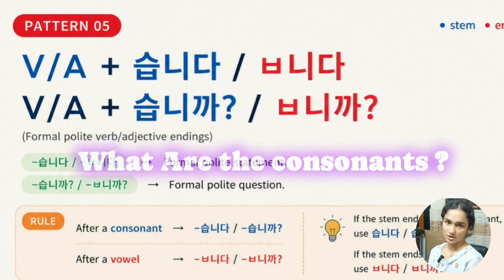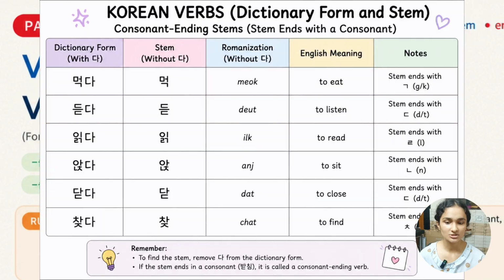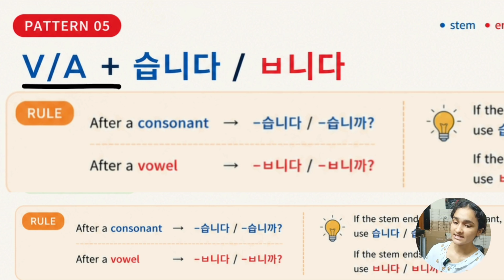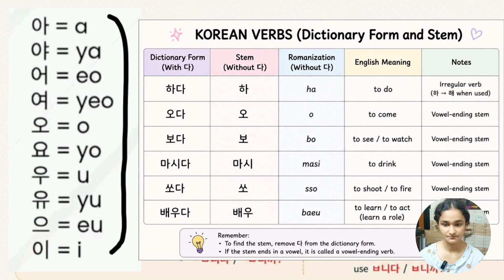Now, what are the consonants? These all are the consonants. So if the verb or adjective ends with a consonant, you have to remove the top part and then you have to look. And if the verb or adjective ends with a vowel, then you have to use ㅂ니다 and ㅂ니까. And now these all are the vowels.